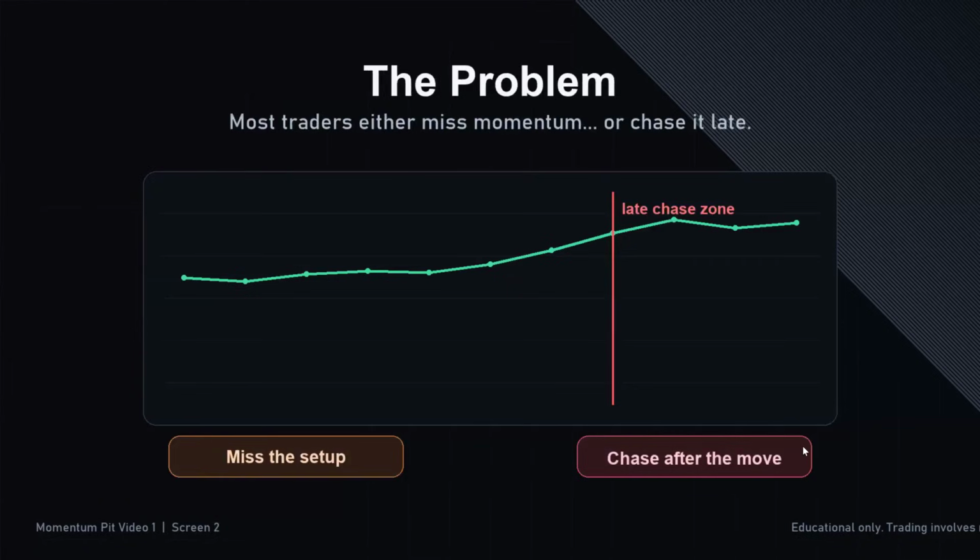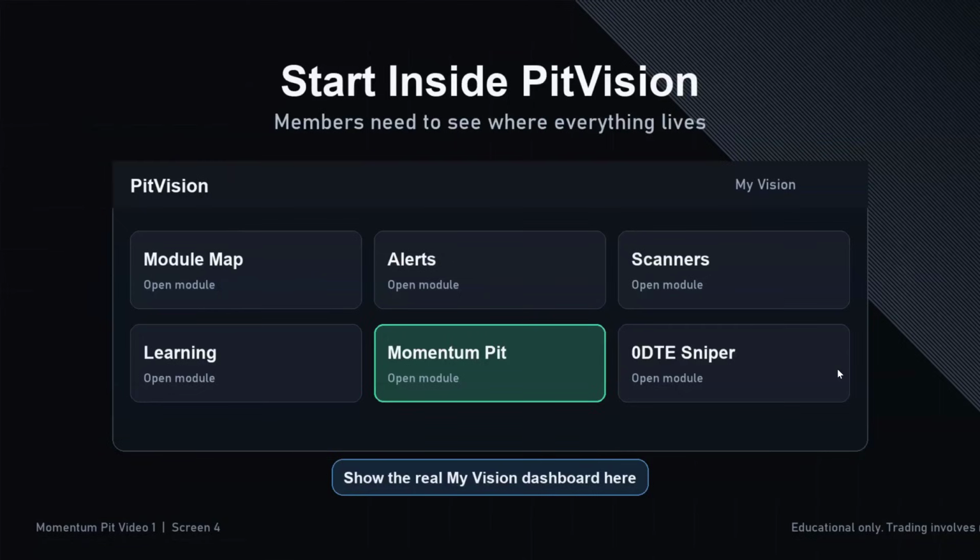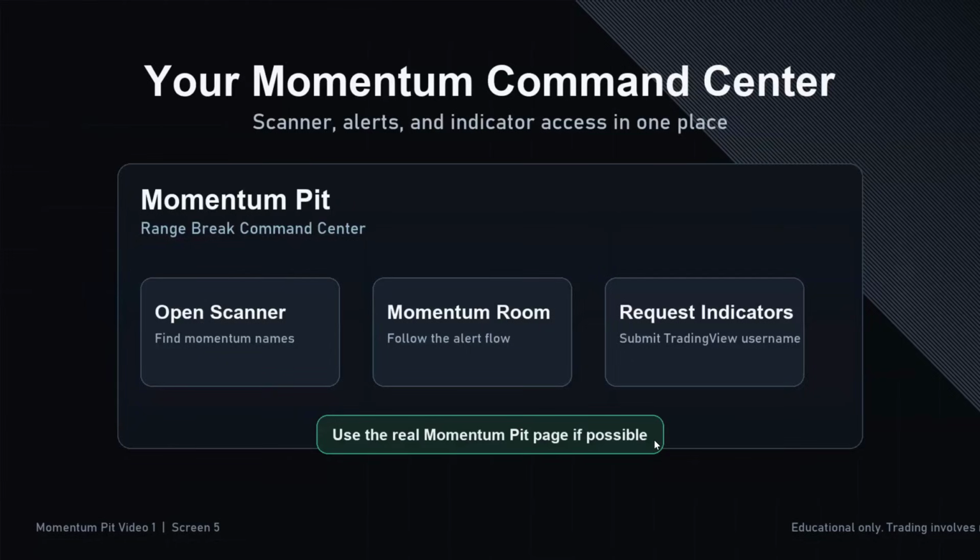As I was saying, most traders are going to miss the setup and chase after the move. But we're going to give you not only the scanner, but also the alerts and the indicators, and help you build a whole trading plan around that. Inside PitVision, you'll see something like this. I'll show you the actual dashboard shortly, but you'll see a place to go into the Momentum Pit. Inside you'll find the scanner, the Telegram room where the alerts are sent, and the indicators available to be requested.